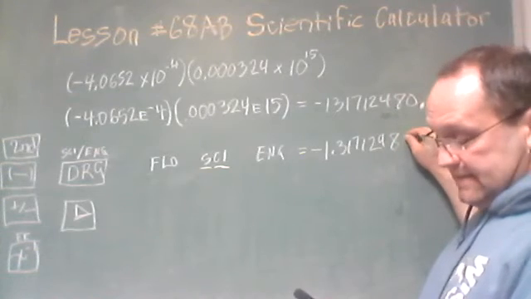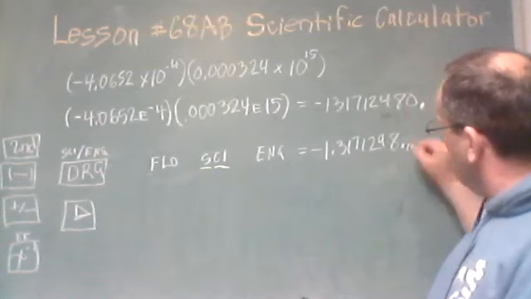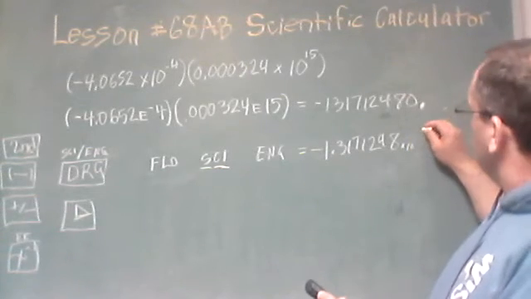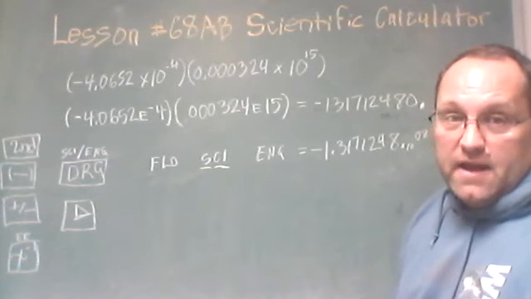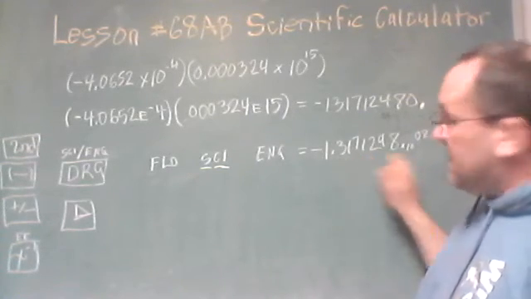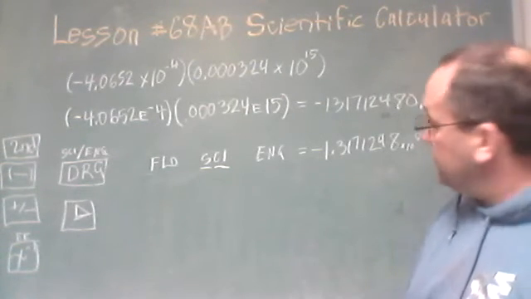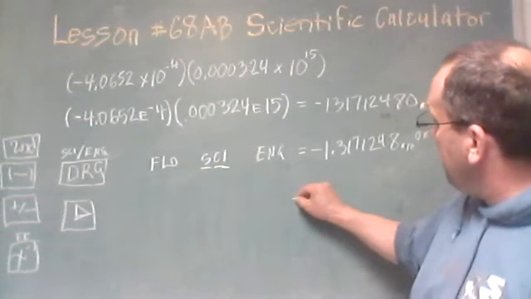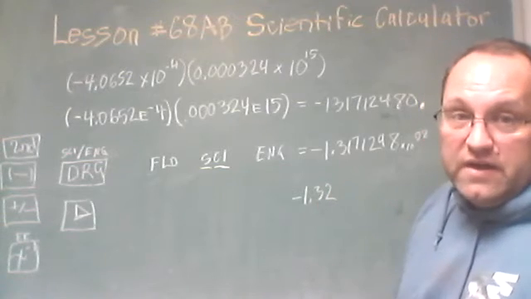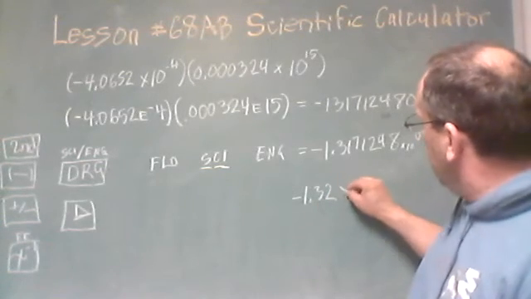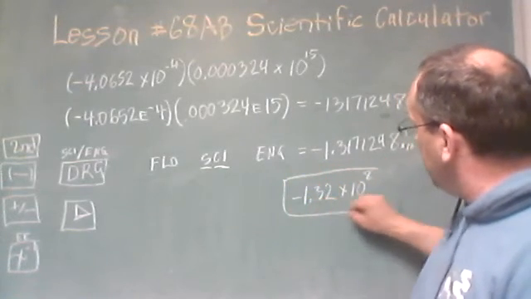1.3171248, and at the bottom of the 8, it has a tiny times 10, and then a 0, 8, a little bit above that 10. Okay, so it gives me a lot of decimals after that. I don't really need all of those for scientific notation. I can simplify it to a minus 1.32. We only need about 2 decimal places. Times 10 to the 8th. So that is my answer.